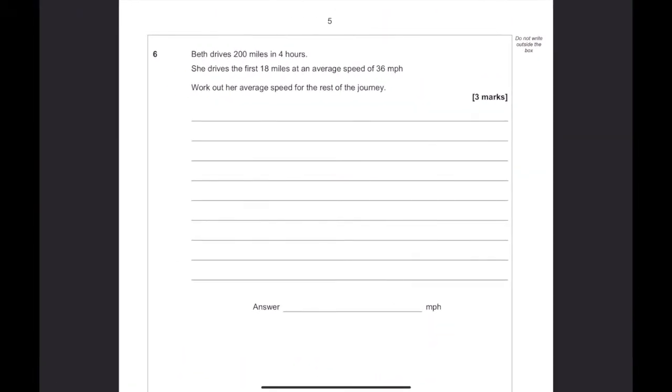Beth drives 200 miles in 4 hours. She drives the first 18 miles at an average speed of 36. Work out her average speed for the rest of the journey. So speed equals distance over time, so we know that time is going to equal distance over speed, which is 18 over 36, which is equal to a half, so that's half an hour. So that means now, if we refer back to our speed equals distance over time, we want to work out the average speed, so we keep that as it is.